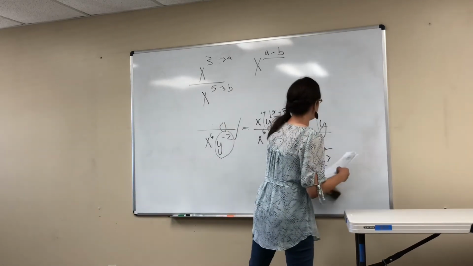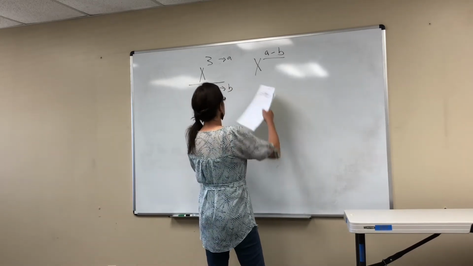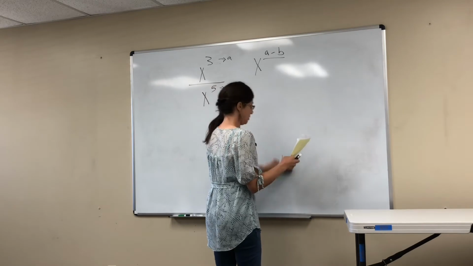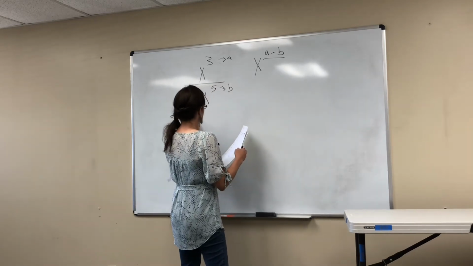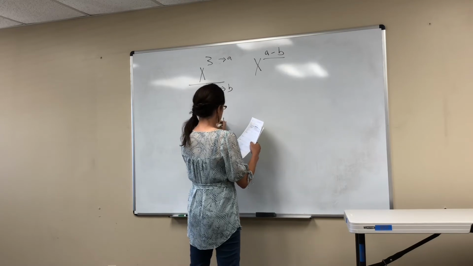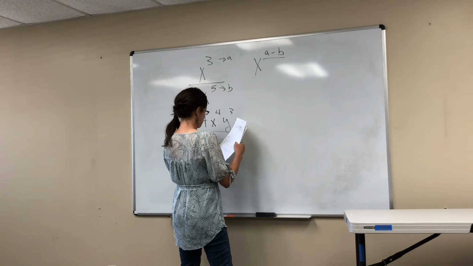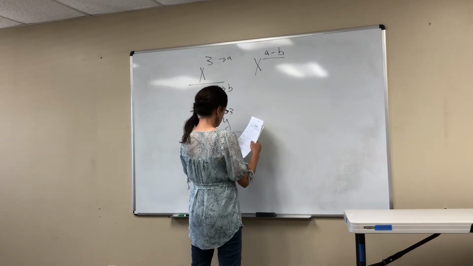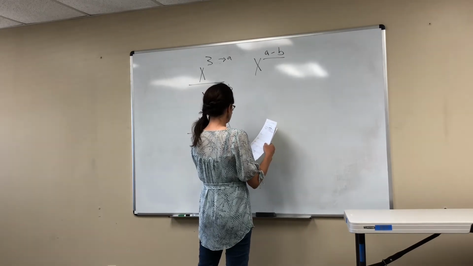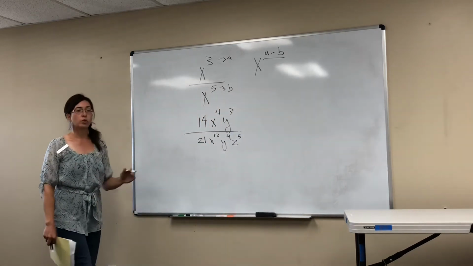Now, if we add coefficients to that, does that change anything that's happening with our variables? No. We just have different steps. So 14x^4 y cubed over 21x^12 y^4 z^5. Okay? Step 1, work through steps. Work through them one at a time.